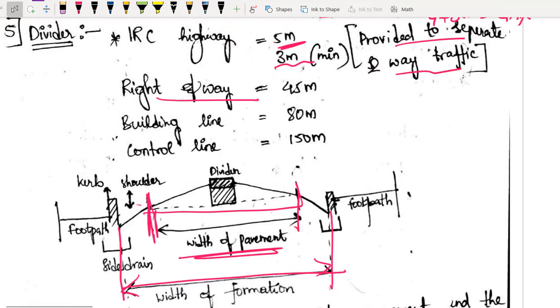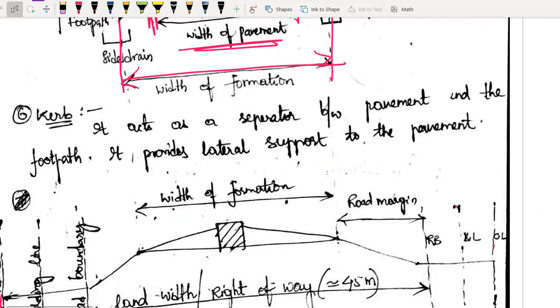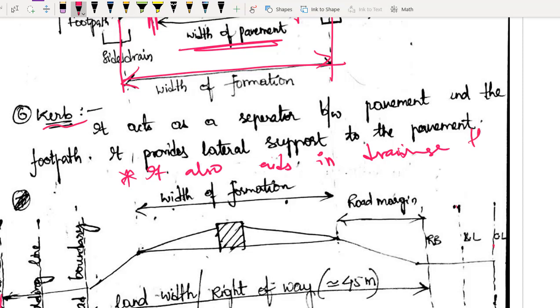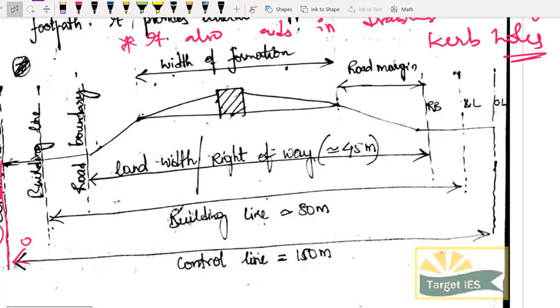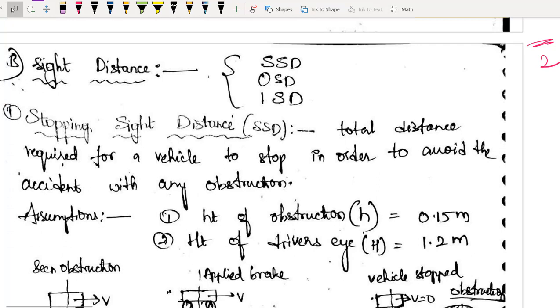समझ में आ गया? Now come to this point curb. What is this curb? I have already explained you. It acts as a separator between pavement and the footpath. It also provides lateral support to pavement. यहाँ पे लिख लेना. It also aids in drainage through curb holes. I hope it is clear for you. समझ में आ गया? इतना ही है concept. We have done with cross section of our roadways.